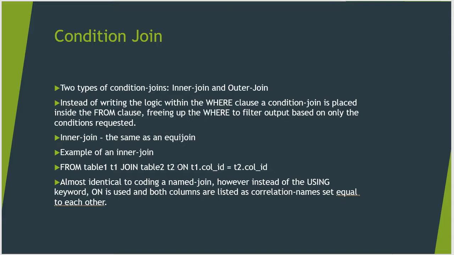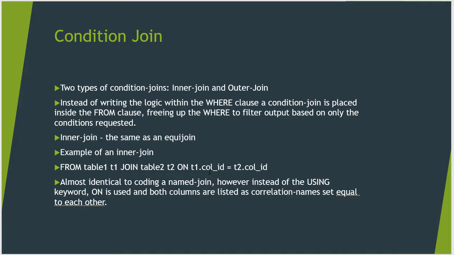A condition join. Well, this is what we've been, sorry, I jumped forward. This is what we've been using in class. And this is the current preferred syntax that SQL coders use to join multiple tables together. So you'll have two different types of condition joins. You have an inner join and an outer join. We've mostly messed with inner joins throughout this class, and it is simply an Equijoin.